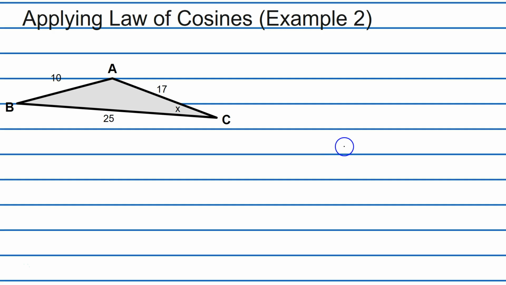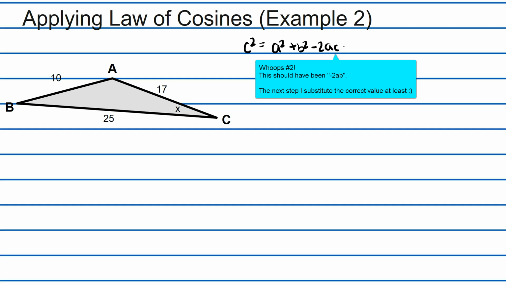Alright, now let's try another one, which is a little different. So I have a missing degree and I have a side length. So we know we're dealing with the c squared one. So c squared is equal to a squared plus b squared minus 2ac times cosine of c.